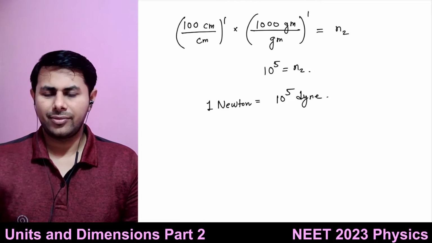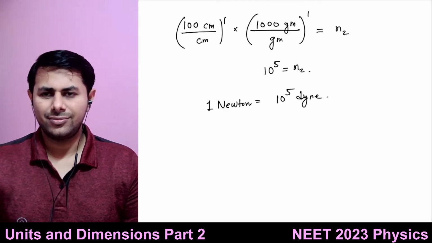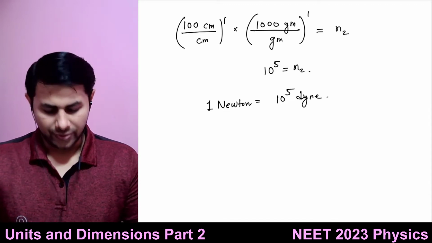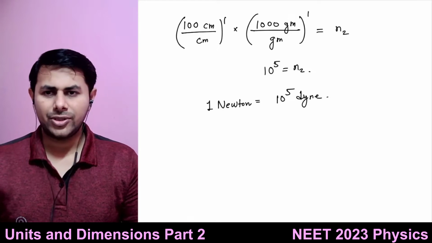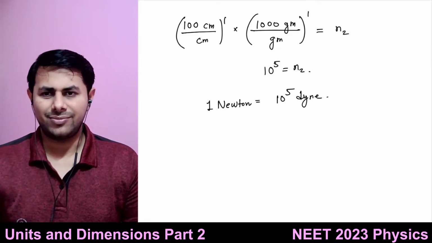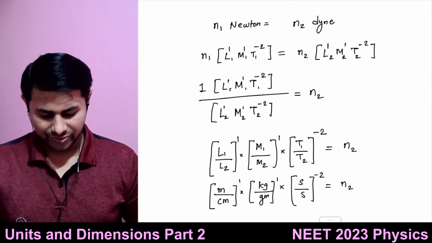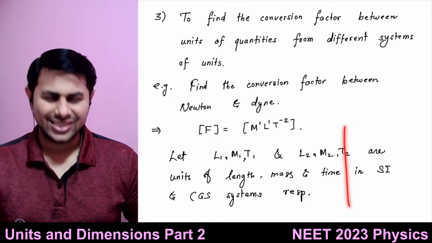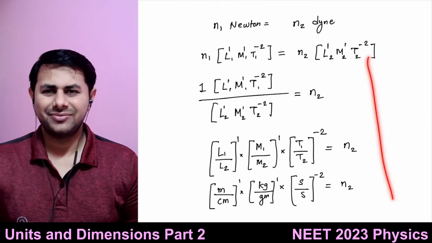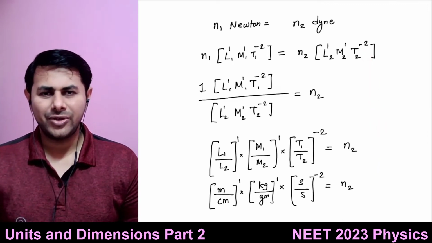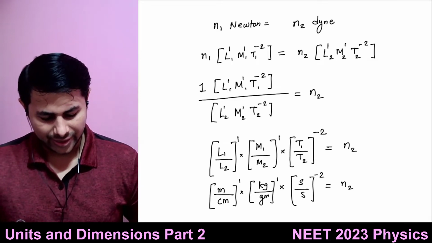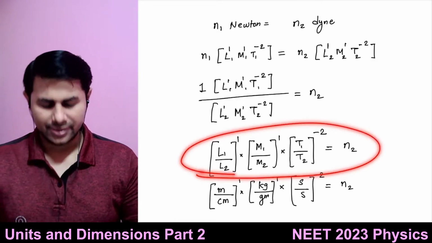Okay, got this? Yes, sir. Everybody? Yes, sir. So if there is a question like this in your exam, what will you do? Will you write everything like this? No, sir. What you will do is, you will just write n2 equals this thing directly.